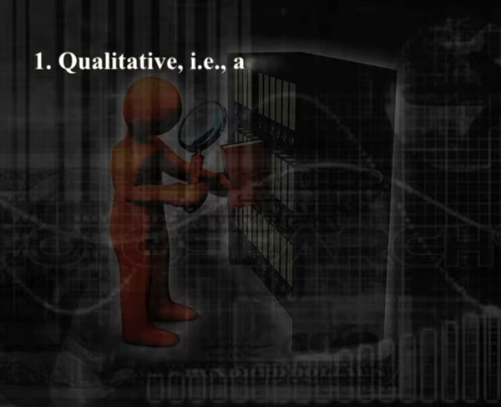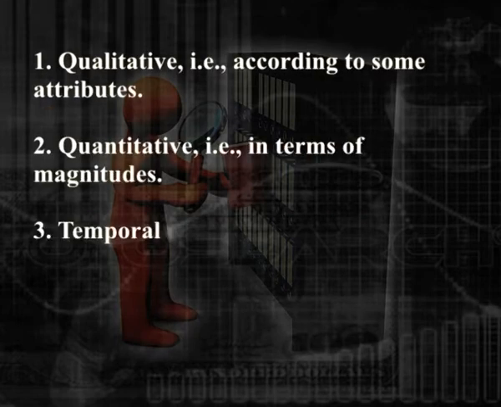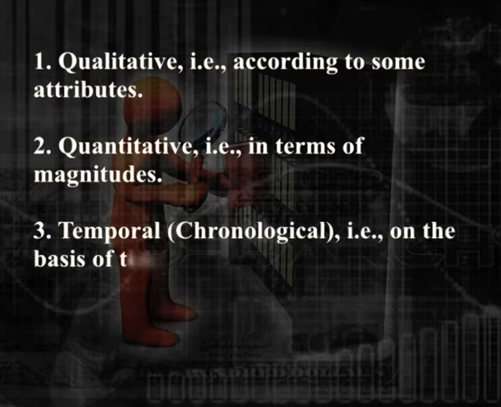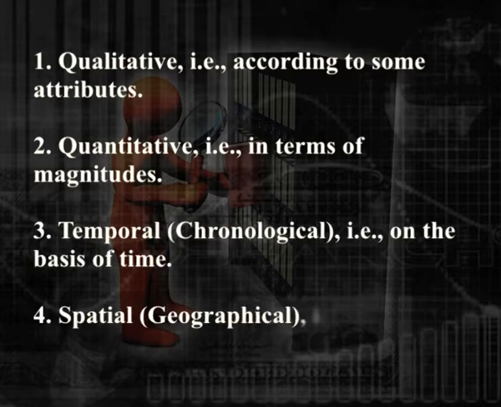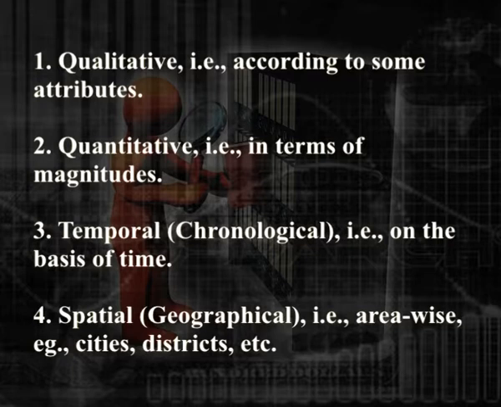The first one is qualitative, that is according to some attributes. Second one is quantitative, that is in terms of magnitudes. Third one is temporal, that is on the basis of time. And the fourth one is spatial, that is geographical, area wise, for example cities, districts, etc.